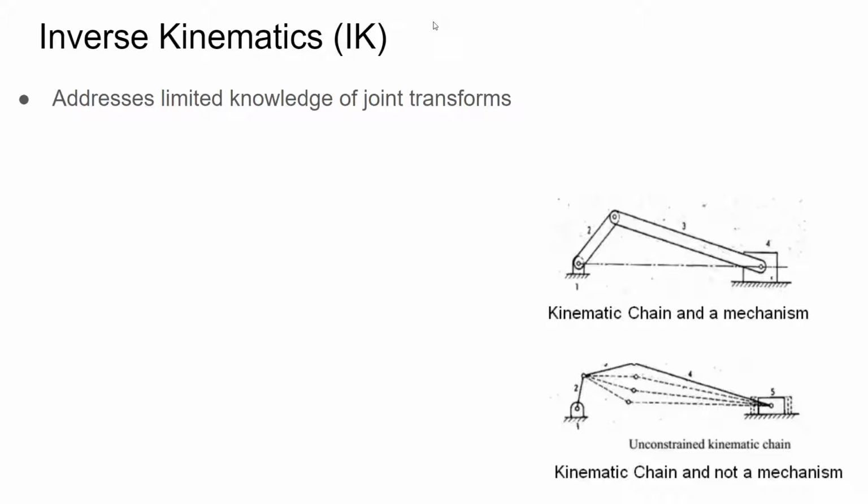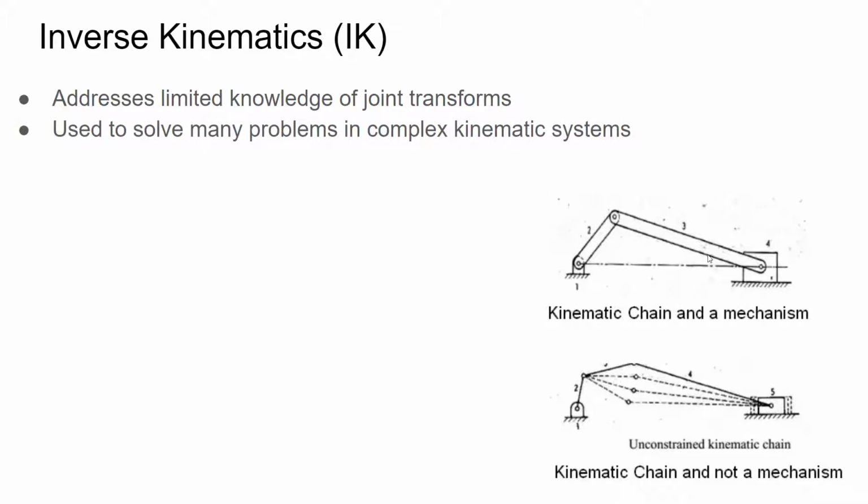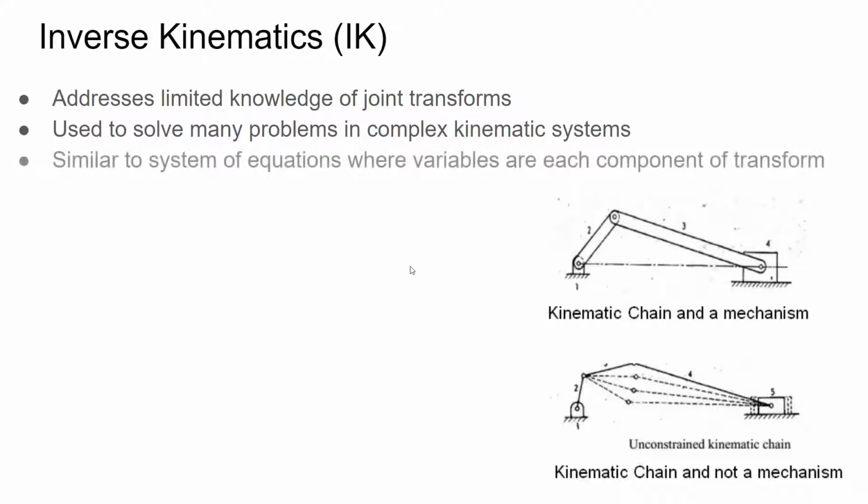Anyway, IK addresses this problem of limited knowledge. We know where the end effector is, but we don't necessarily know where anything else is, so we're trying to predict it, given what we know about the system itself, such as rigid body lengths. We use IK to solve a lot of problems. In a lot of ways, robotics is IK fundamentally. A huge percentage of the problems in robotics try to solve IK-related problems, and in graphics, a lot of stuff is dependent on IK.